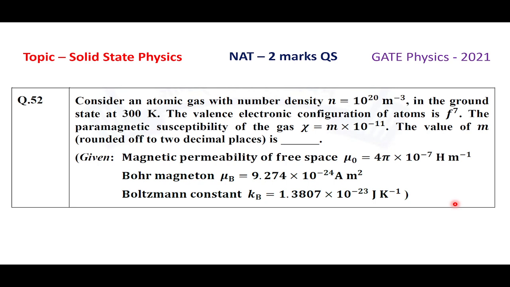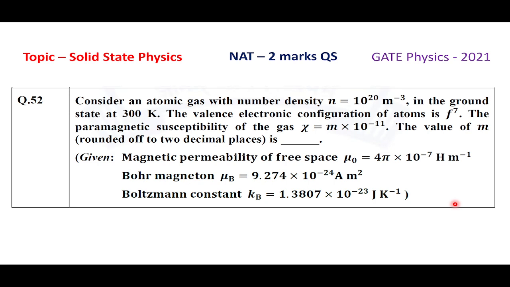Sir, chi equals mu naught n mu B square by 3 kBT into p square. So I think that is what? What is p square? Can you say? g into root of j into j plus 1. P square is g into root of j into j plus 1.